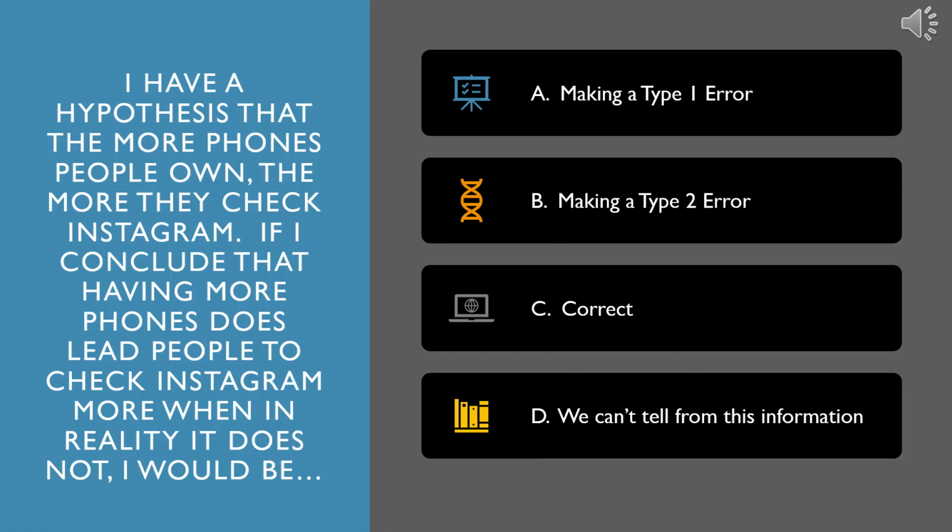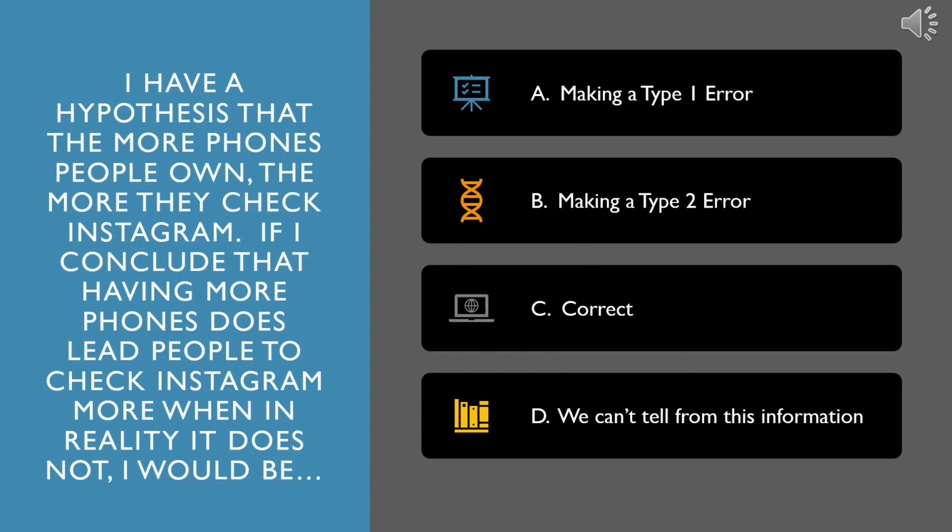First question. I have a hypothesis that the more phones people own, the more they check Instagram. If I conclude that having more phones does lead to people checking Instagram more, when in reality it does not, I would be making a type 1 error.